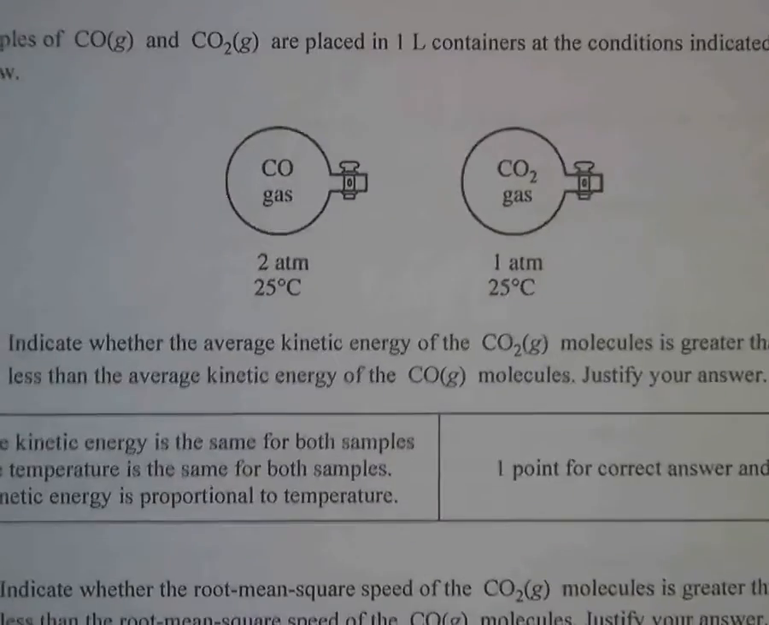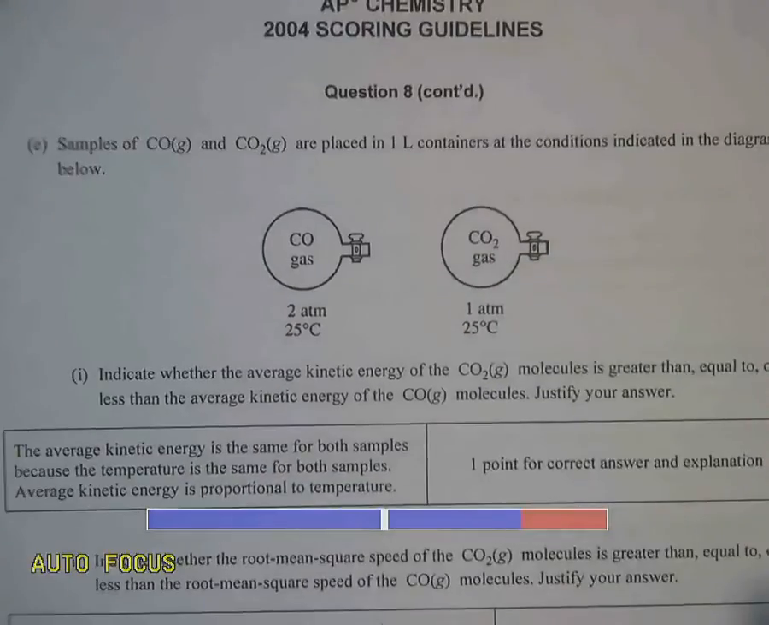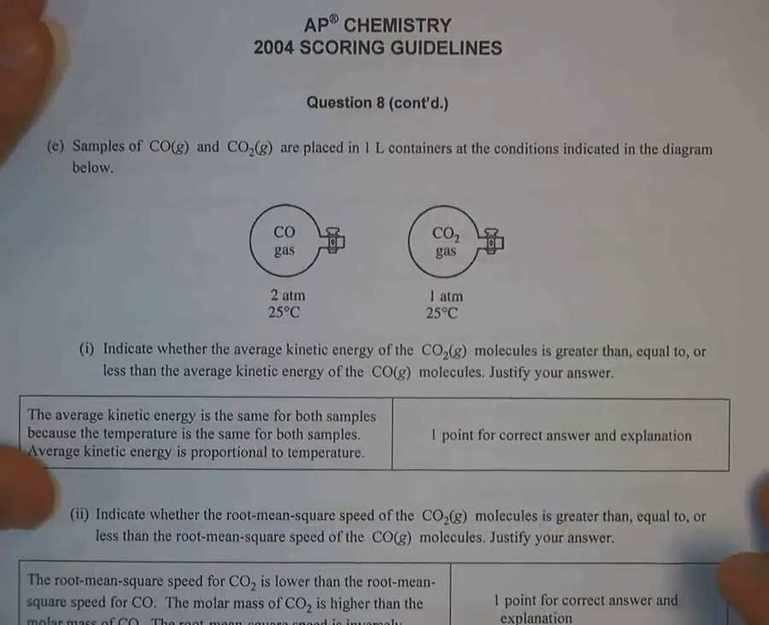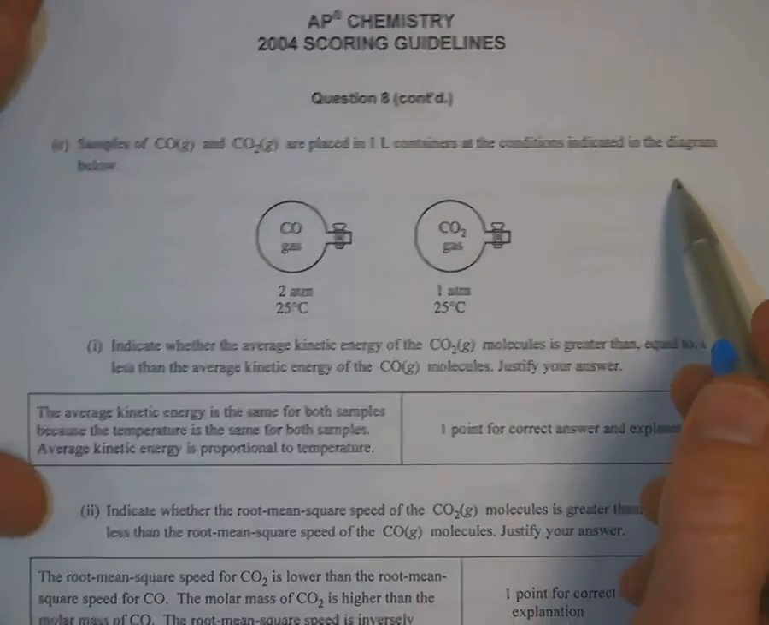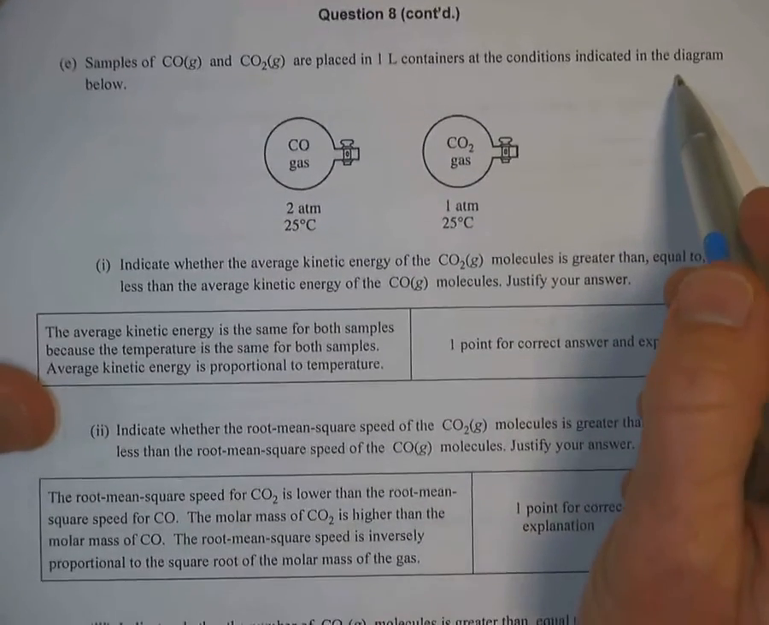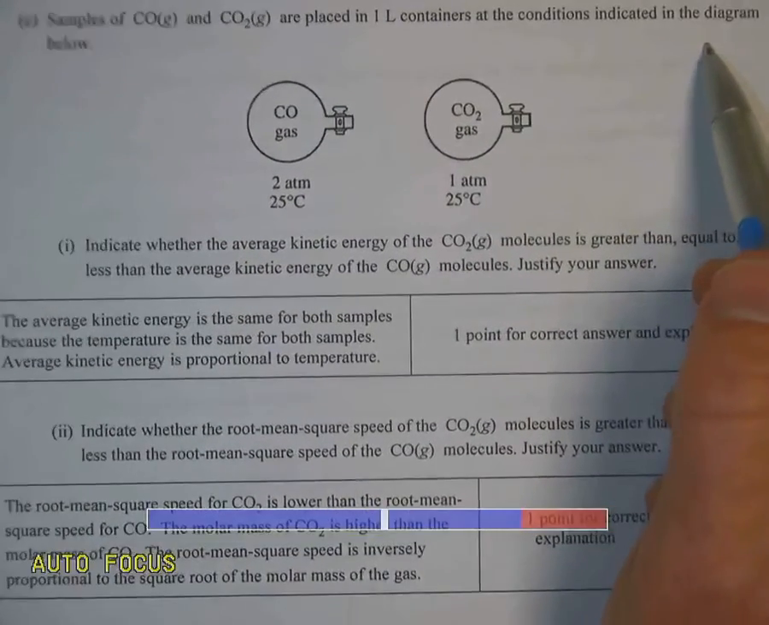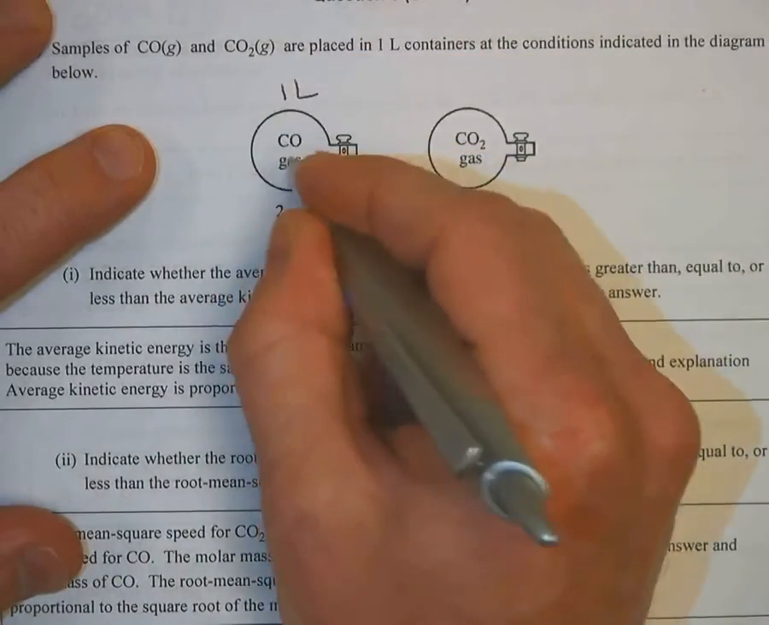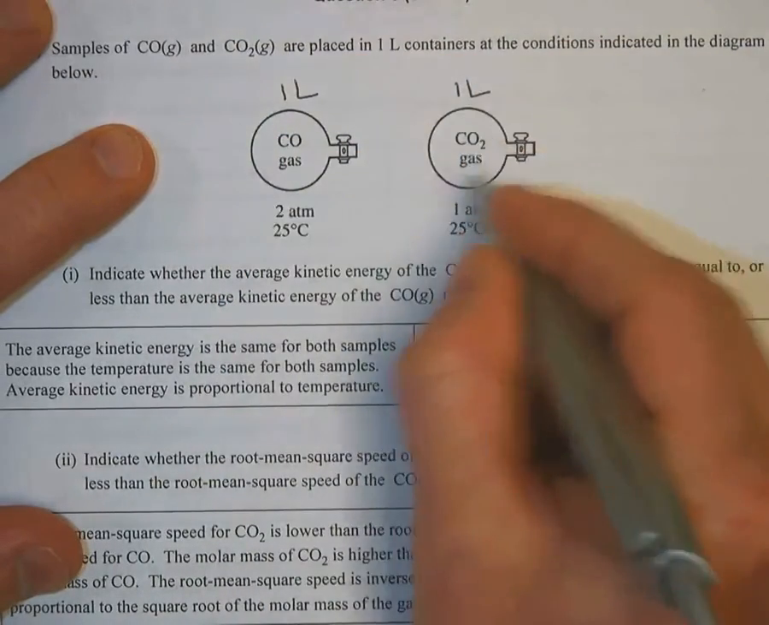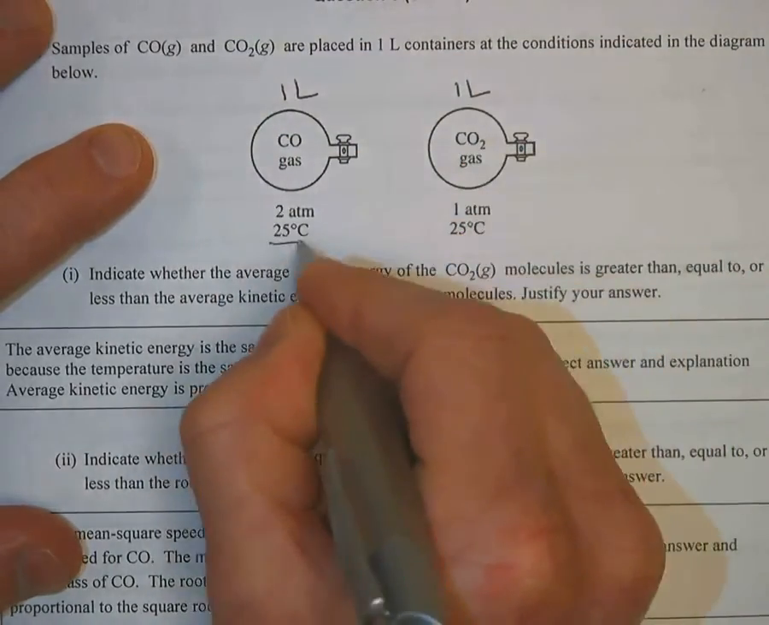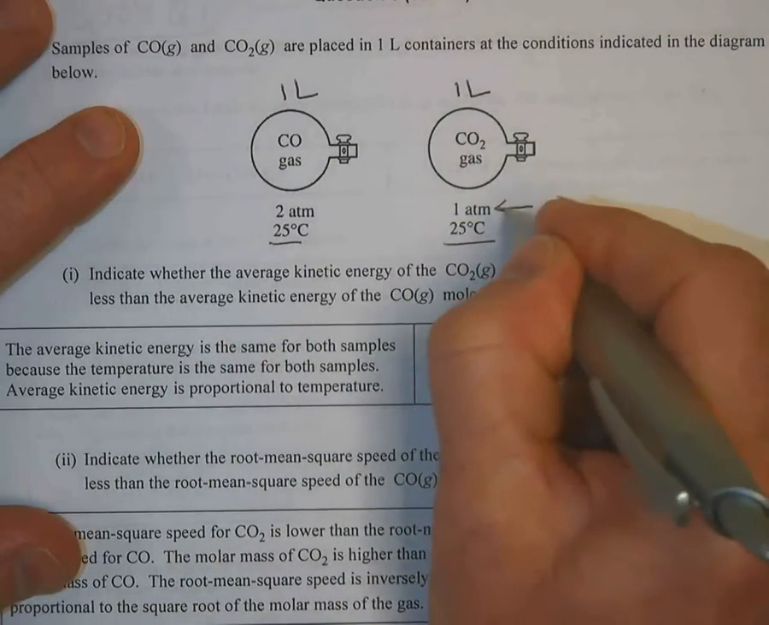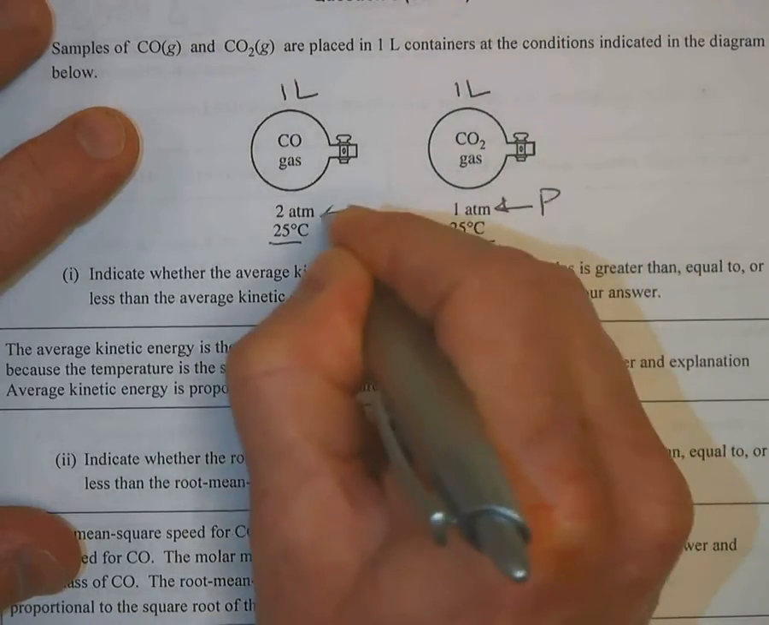Let's turn to the next page. Here it says samples of CO and CO2 are placed in 1 liter containers in the conditions indicated on the diagram below. So here we have a diagram, and we know that this is 1 liter of CO gas. This is 1 liter of CO2 gas. This one's at 25 degrees Celsius. This one's at 25 degrees Celsius. This one's at 1 atmosphere, and this one's at 2 atmospheres.